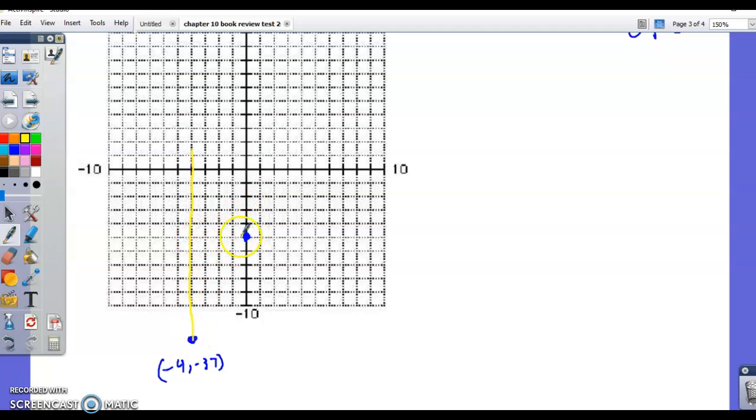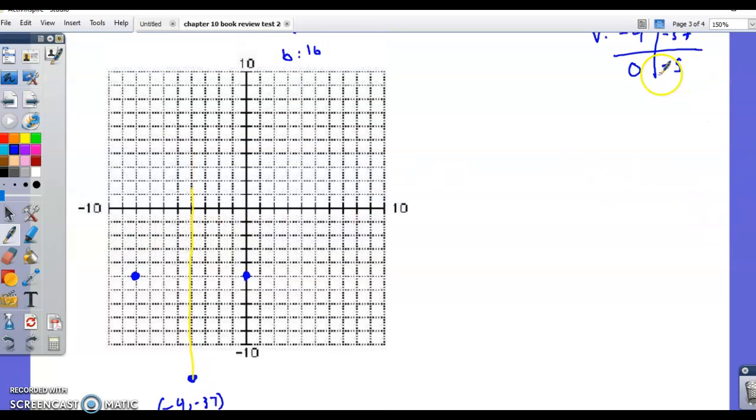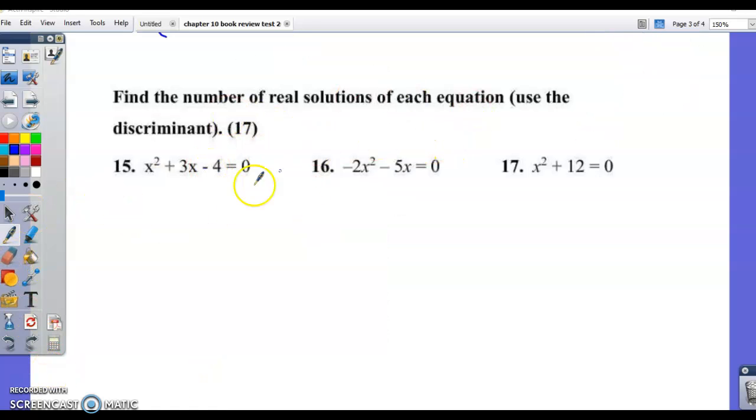So we can go equal distance away. 1, 2, 3, 4, 1, 2, 3, 4, and put a dot there as my other known point. So your known points, we have 0 and negative 5, but then we also have 1, 2, 3, 4, 5, 6, 7, 8 and negative 5. So that would be 8 and negative 5 here as my other known point, and then we can draw our U-shaped graph going through there.